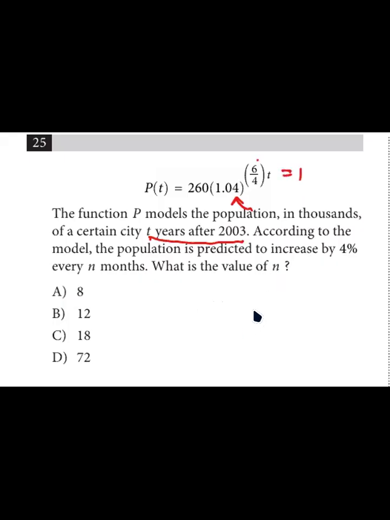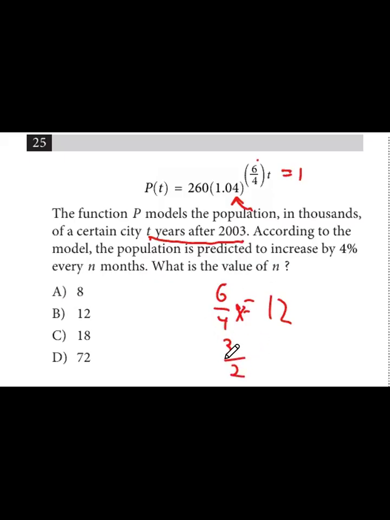So in that case, we need to convert into months. So we have 6 over 4, and then the t would be 1 year, but instead we need to get into 12. So we can do 6 over 4 equals 12, and we'd have a variable here, call it x. And then according to the model, the population is increased by 4% every n months. So if we know that 6 over 4 of the amount of years is equal to 12, then we need to, well, first let's just simplify, this is just 3 over 2.